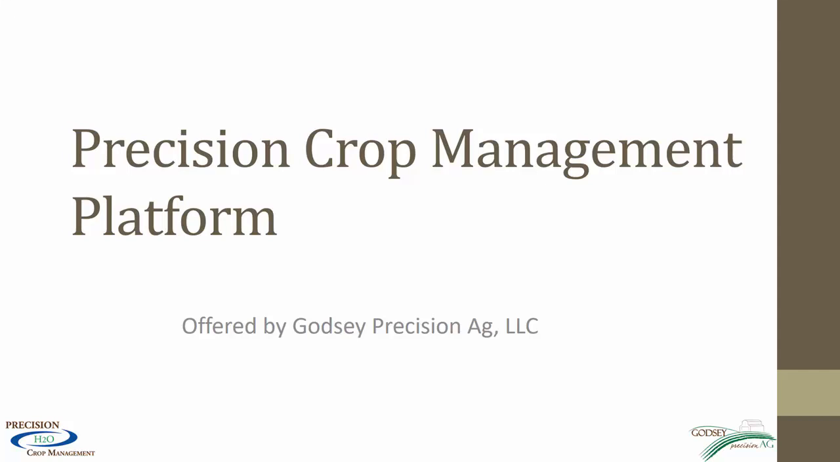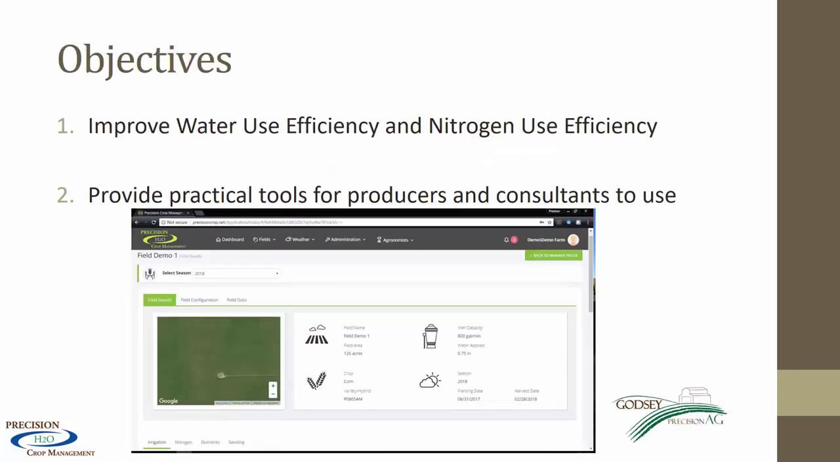I'm here today to visit with you about the release of our new precision crop management platform that we're very excited about. The overall objectives of this cloud-based platform are to improve the water use efficiency and nitrogen use efficiency in our irrigated systems. Second, we wanted to provide a practical tool for producers and consultants to use. The intention of this platform is not to replace the boots on the ground agronomists, but to provide them with a tool that they can use to help farmers increase their water use efficiency and nitrogen use efficiency.